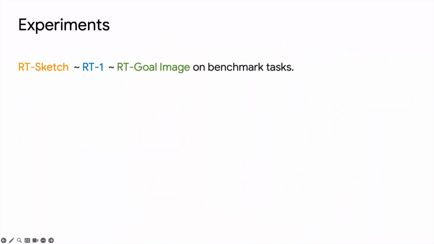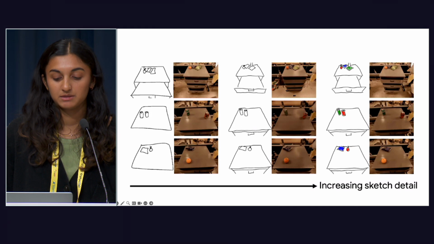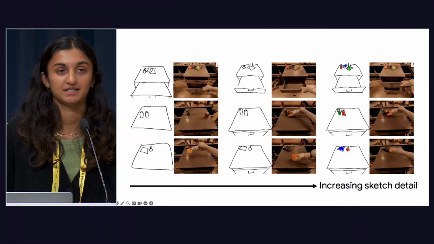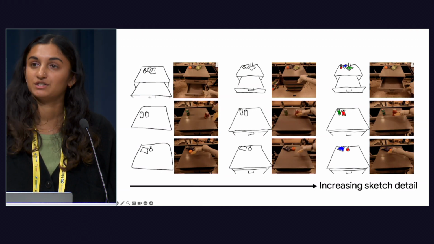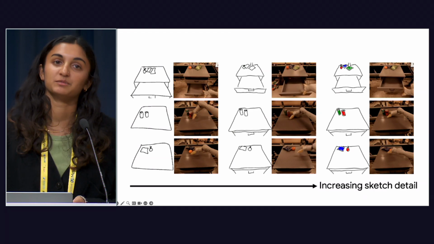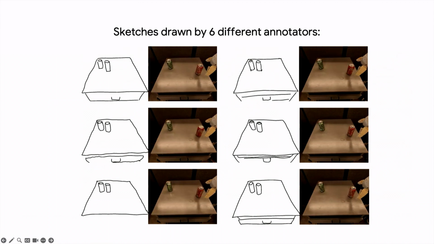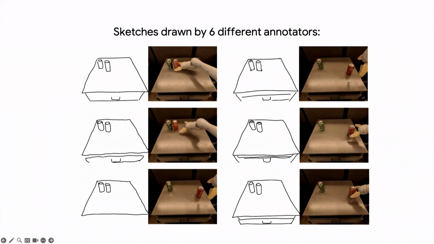Now that we've validated that sketches are an expressive goal representation, let's take a look at how our policy performs on a range of input sketches. Here we can see that RT Sketch is able to handle sketches that range all the way from roughly drawn minimal sketches to more detailed colored representations. And this also holds for sketches drawn by annotators whose data was never seen during training.